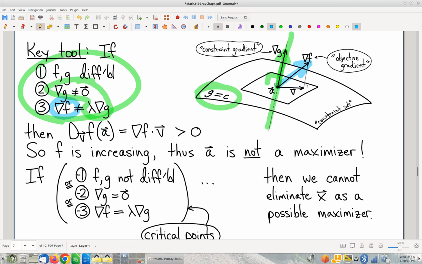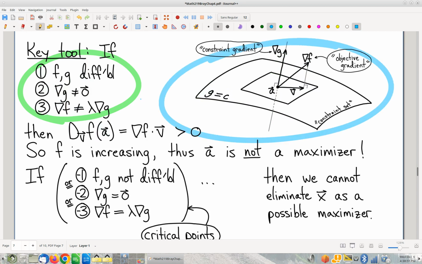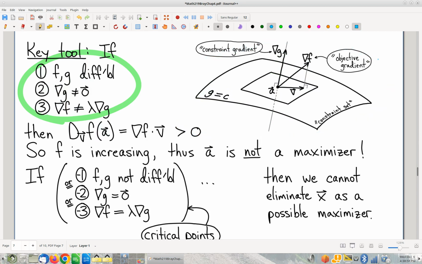Okay, so if these three conditions are satisfied, then the punchline is that this is my picture. My picture looks like this. And if this is my picture, then I claim it's pretty immediate to eliminate this point A as a possible maximum. Because, with my objective gradient pointing off of that perpendicular direction, there's going to be a direction that I can go that keeps me on my constraint set that will allow for this directional derivative to be positive, and therefore the function is increasing.